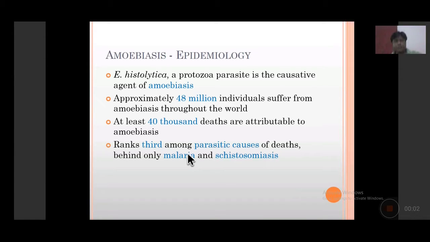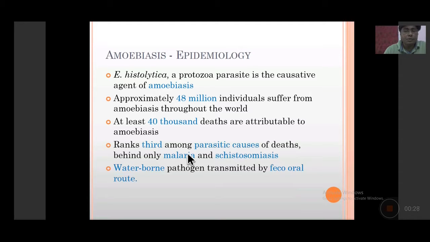I'm not very interested in the data of how many individuals are suffering right now. It is ranked third among parasitic causes of death, behind malaria and schistosomiasis, and we all know malaria is the first parasitic cause of death.